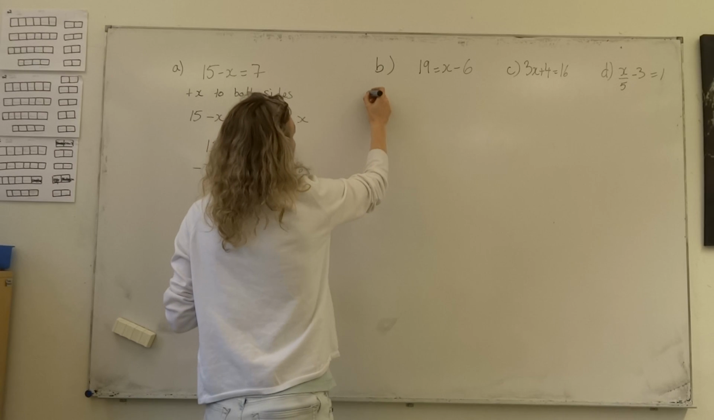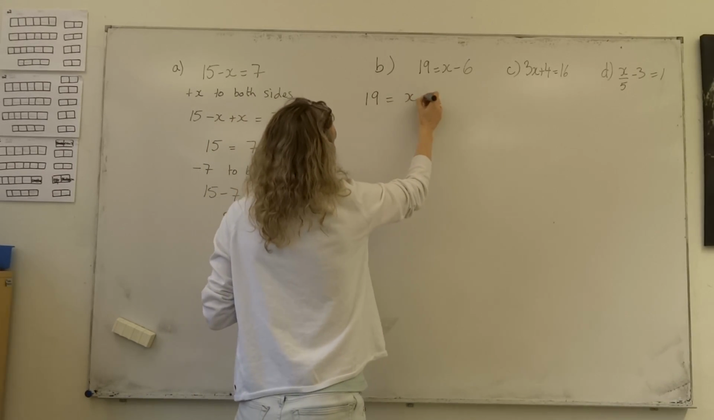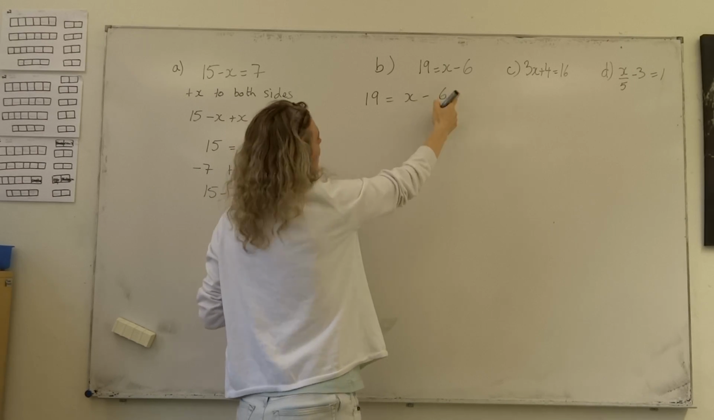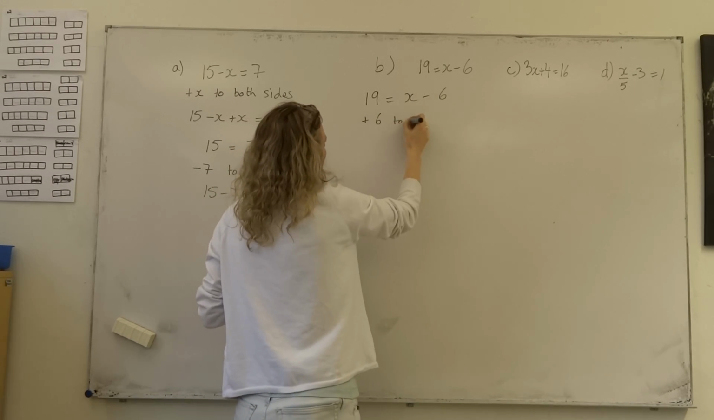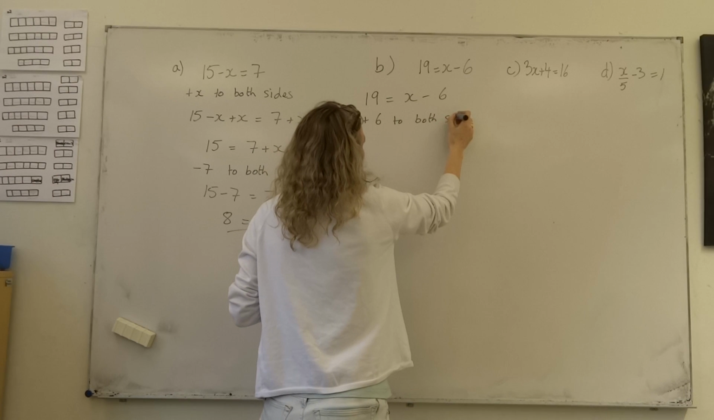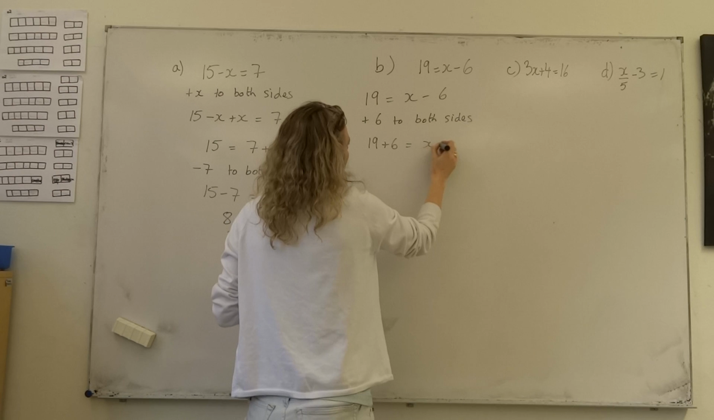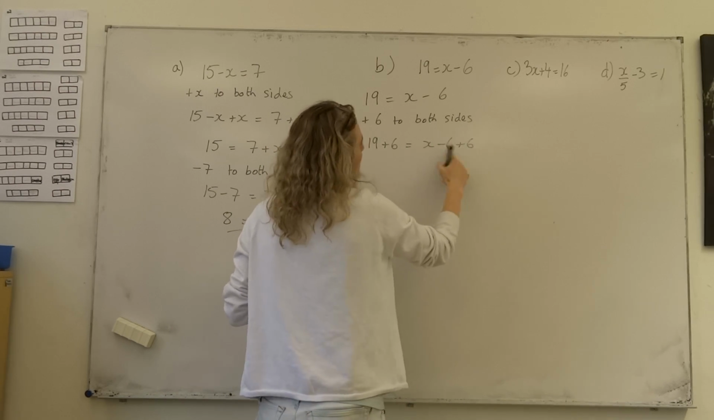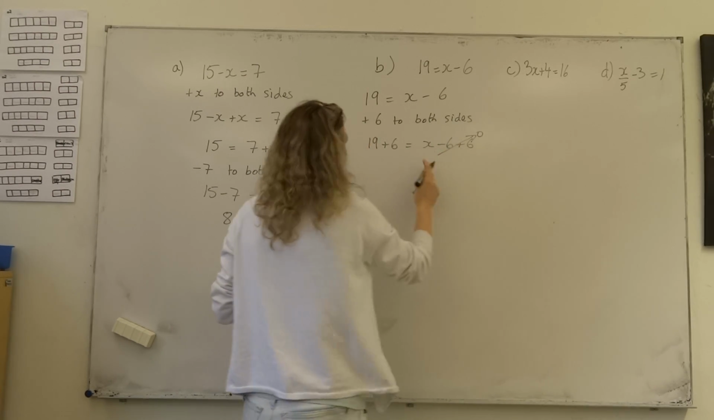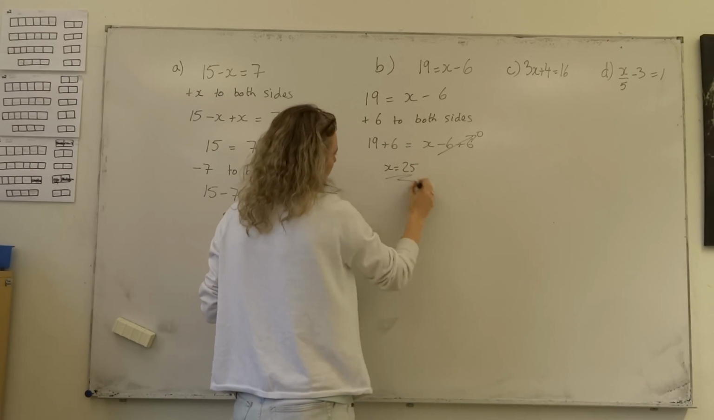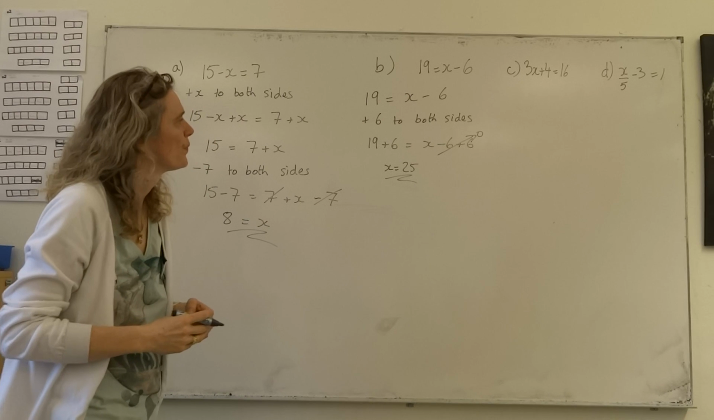Question B then, 19 equals x minus 6. Well, we've got a minus 6 here, we don't really want it there. So let's add 6 to both sides. 19 plus 6 equals x minus 6 plus 6. 6 minus 6 is 0. So x is 19 plus 6, x equals 25. And that one's solved.